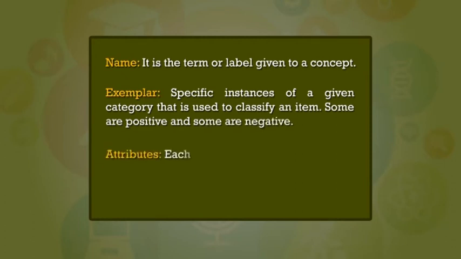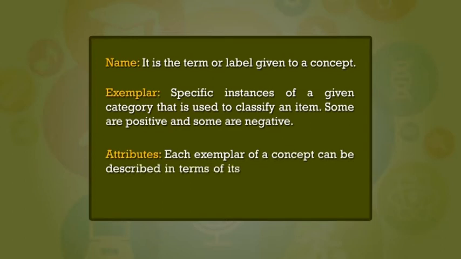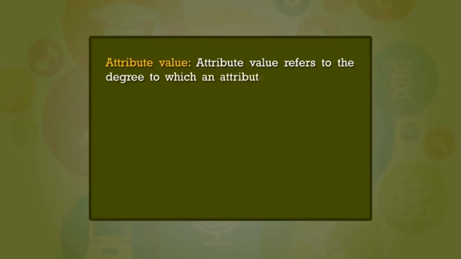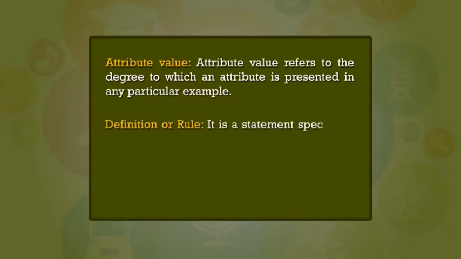And attributes means each exemplar of a concept can be described in terms of its basic characteristic called attributes that help to distinguish instances of the concept from non-instances. Attribute value refers to the degree to which an attribute is presented in any particular example. And by definition or rule, it is a statement specifying the essential attributes of a concept.